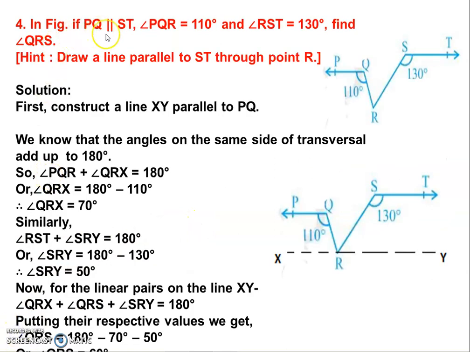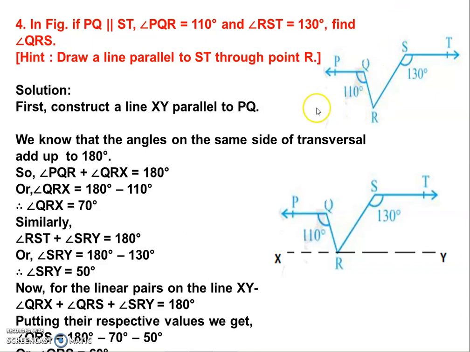Now in the figure, PQ is given parallel to ST. Please observe the figure properly. PQ is given parallel to ST. Angle PQR is 110 degree. This angle is 110. And RST, this angle is 130 degree. You have to find angle QRS.